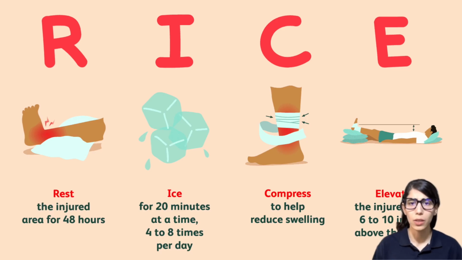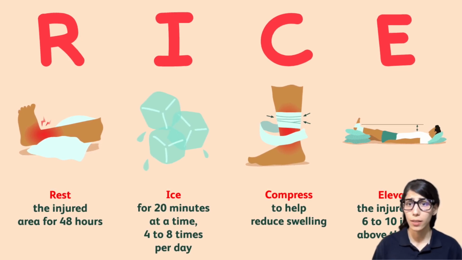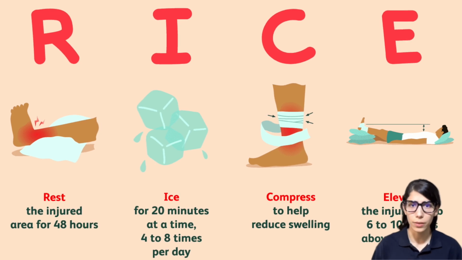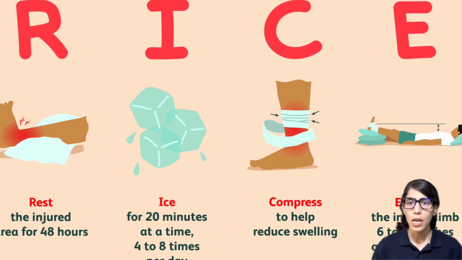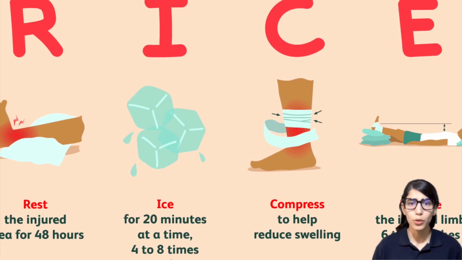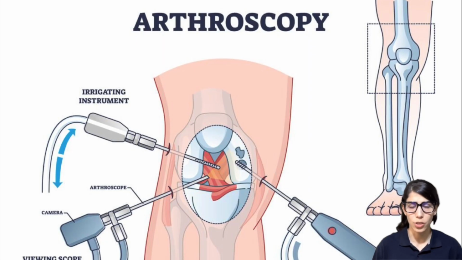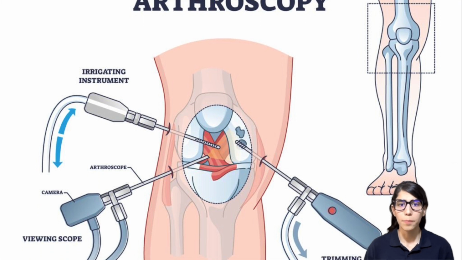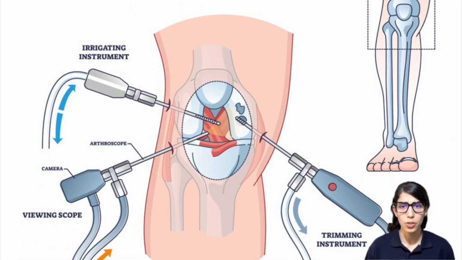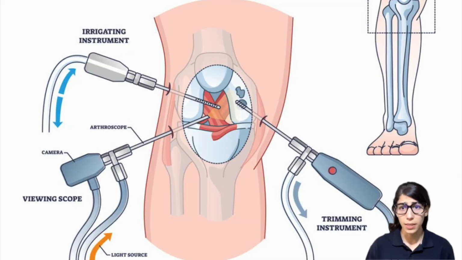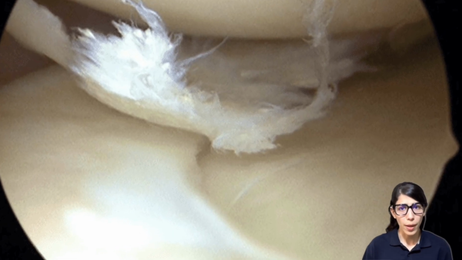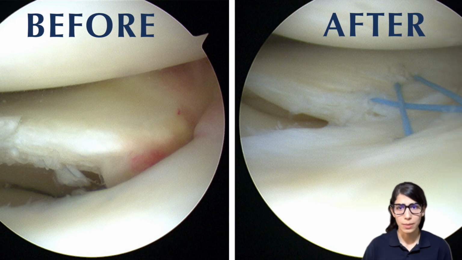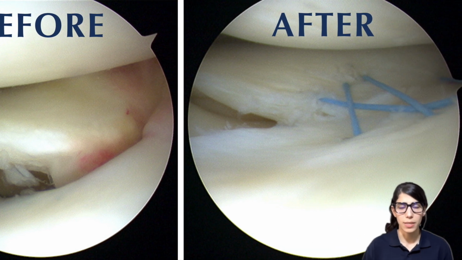Conservative measures may include rest, ice, compression, and elevation, along with physical therapy to strengthen surrounding muscles. In cases where conservative methods prove insufficient, surgical intervention, often through arthroscopic procedures, may be recommended. Surgical options include meniscectomy, removing the damaged part; meniscus repair, suturing the tear; or meniscus transplant, replacing the damaged meniscus.